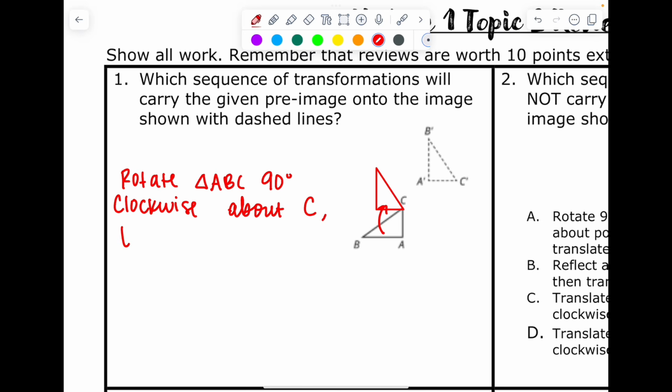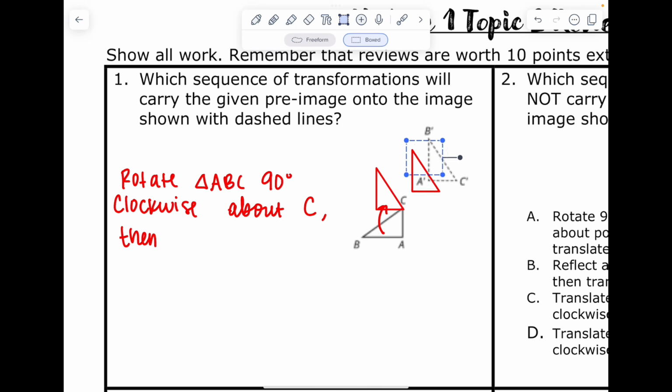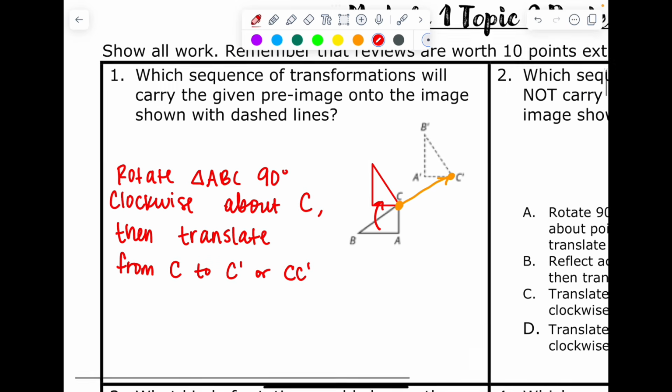C. After we do that, we would then have to take this triangle and translate it. So it would just be a translation. To indicate where the translation would be heading, we would go in this direction, from C to C prime. So translate the distance from C to C prime, or we could just write C prime in parentheses.